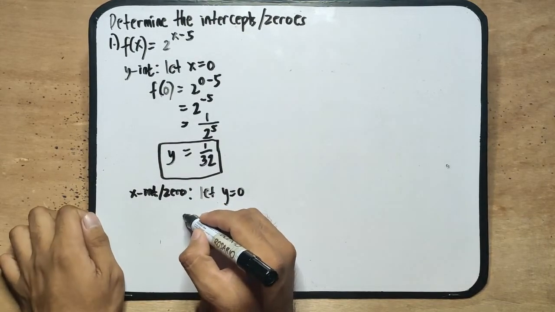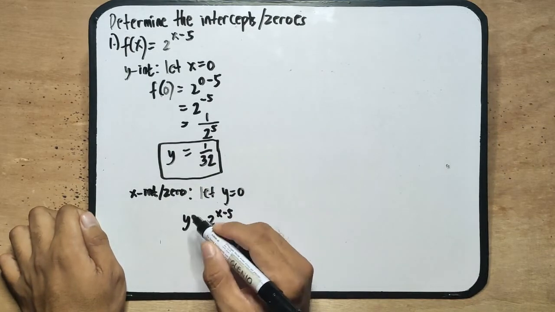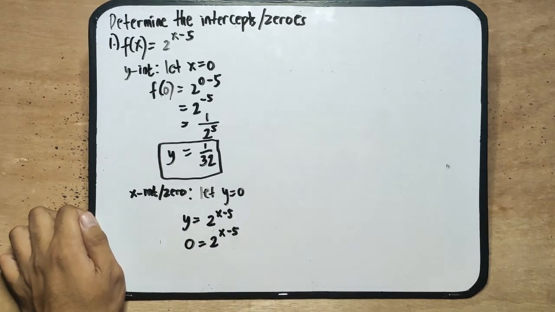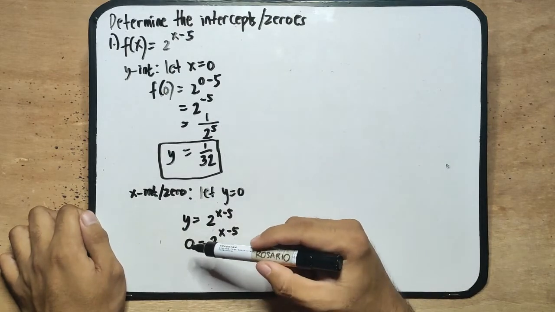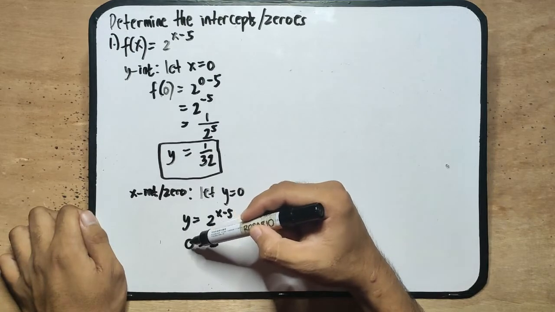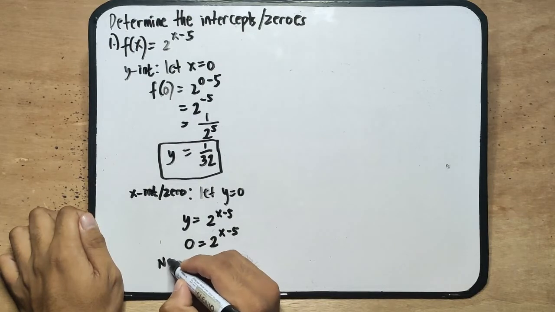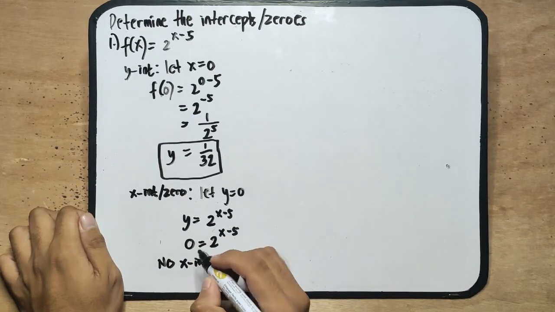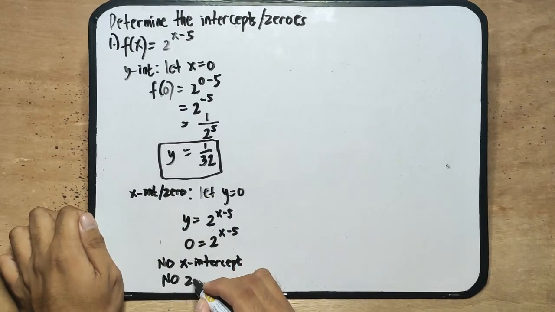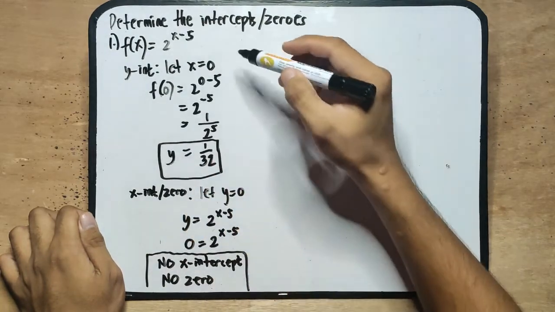So f of x can be written as y is equal to 2 raised to x minus 5. So substituting 0 here, we have 0 is equal to 2 raised to x minus 5. Since any number raised to a specific exponent will not equal 0, we cannot rewrite it in terms of the same base. So therefore, there is no x-intercept and also no 0 for this given exponential function.